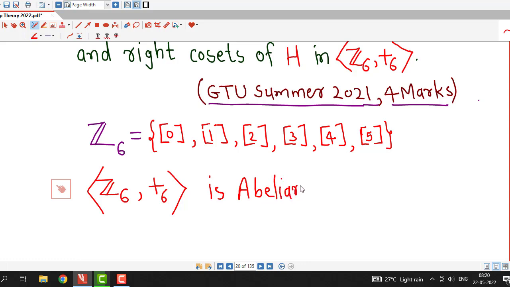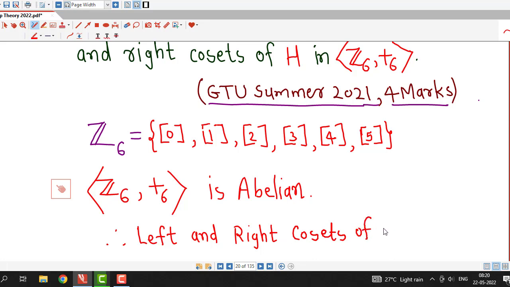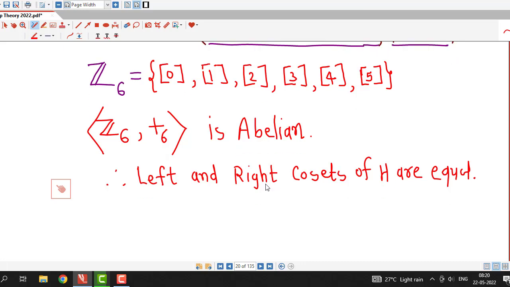So we don't have to calculate right cosets separately, because this Z6 is abelian. Left and right cosets are always equal. Therefore, left and right cosets of subgroup H are equal. Okay, fine. Now we start from the first element. We determine the left coset corresponding to each element of this group.